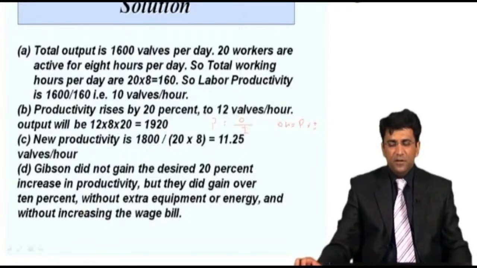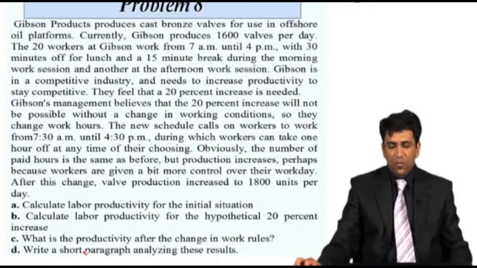Now students, what happened after the management applied the different rules? In this particular case, the output has been increased from 1600 to 1800. So this is our new output, divided by the input, which will remain the same. This is our new input. Now the new productivity is 11.25 valves per hour. Write a short paragraph analyzing these results.